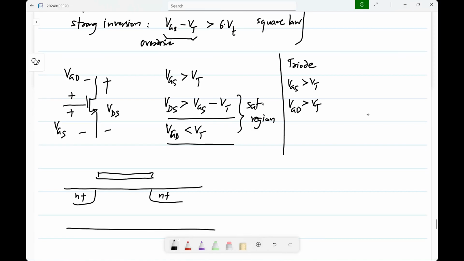What does it mean in terms of device operation? What do these two regions mean, or what does the triode region mean? Many times it's useful to think of the triode region like this, in terms of VGD instead of VDS. What is really happening?